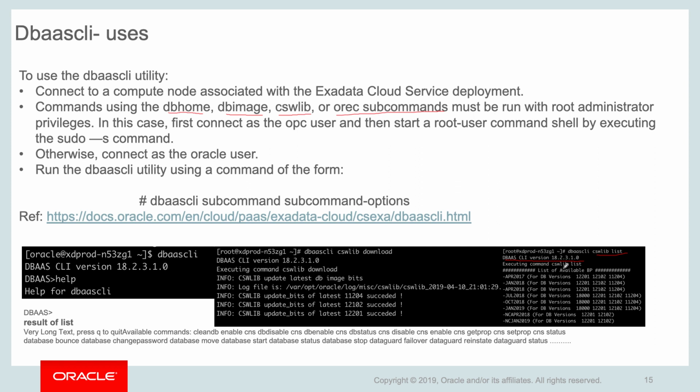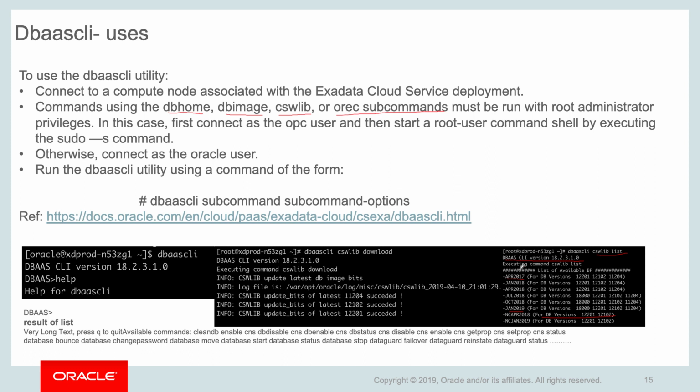So in this particular example, you see the list of available bundle patches, right? We have April 2017 till Jan 2019, and it is for all database versions 18 to 11.2.0.4, and we have other databases, the 12.2.0.1 and 12.1.0.2, with a specific April patch, and then the Jan 2019 patch.